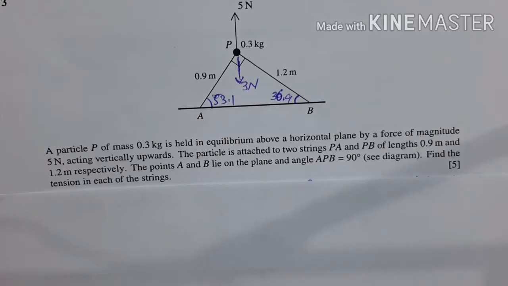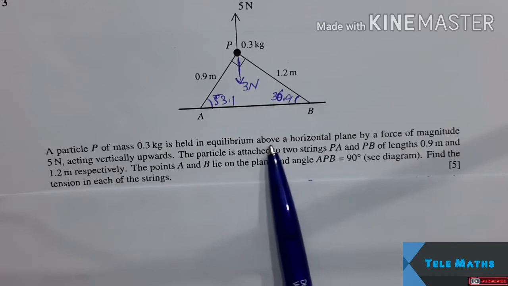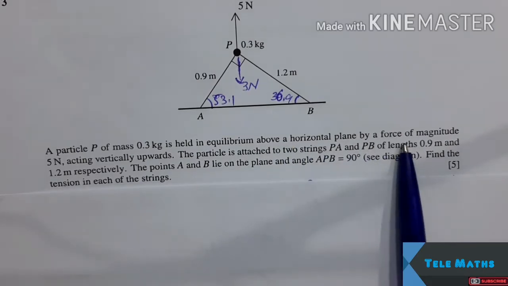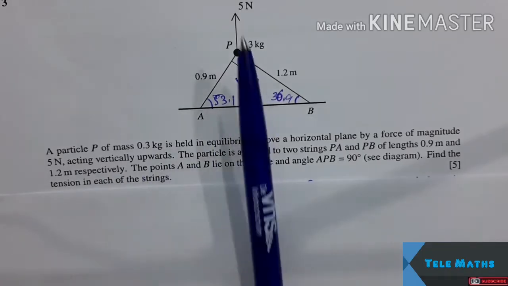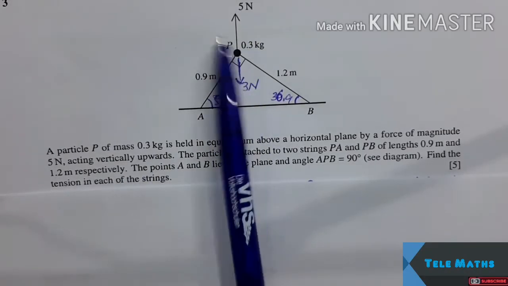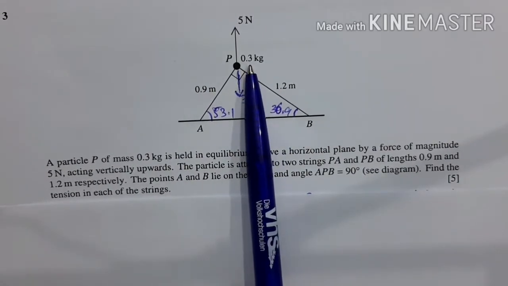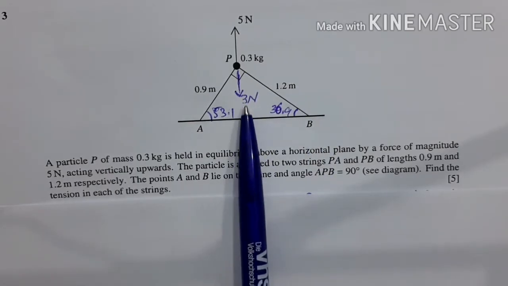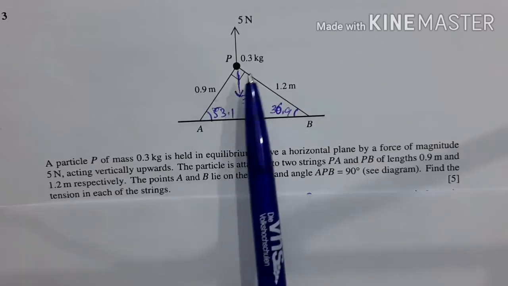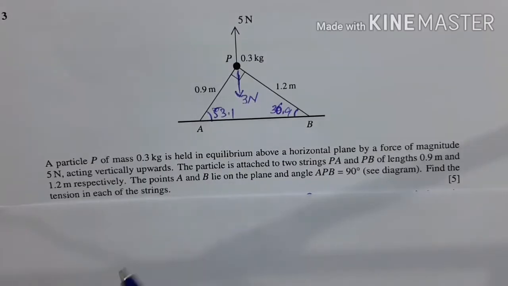Question number 3. A particle P of mass 0.3 kg is held in equilibrium above a horizontal plane by a force of magnitude 5 newtons, acting vertically upwards. Because this force is acting vertically upwards, and the mass of the particle is 0.3 kg, therefore the weight will be 3 newtons acting downwards. So the resultant force will be 2 newtons upwards. 5 minus 3, I'll explain later when I make the figure.